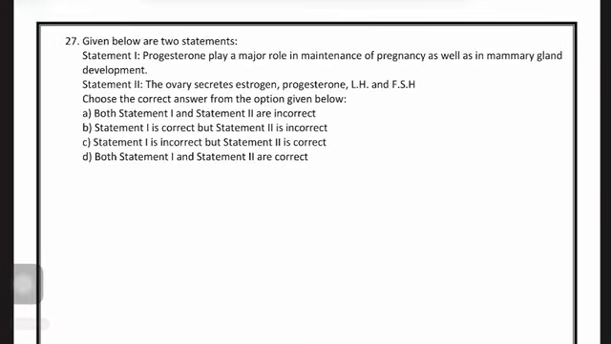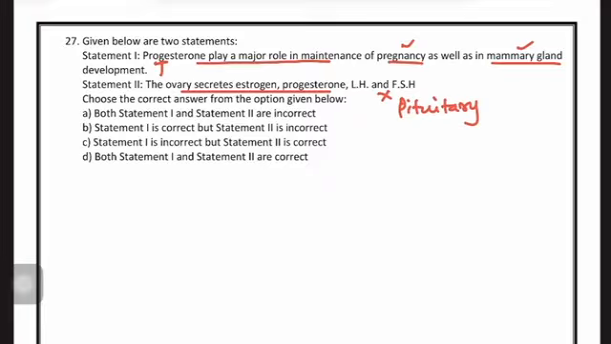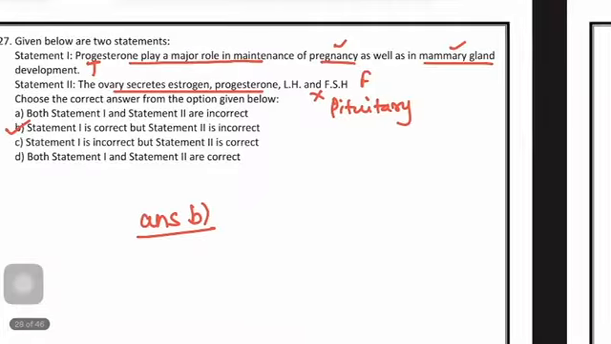Coming to 27th question. Given below are two statements. Progesterone plays a major role in maintenance of pregnancy. Absolutely correct so far, as well as in mammary gland development. Correct. So one is true. Two says ovary secretes estrogen, progesterone. True so far, but FSH and LH are produced by pituitary. So statement two is false. So we'll look for an option which says one is correct and two is incorrect. That is answer option B.